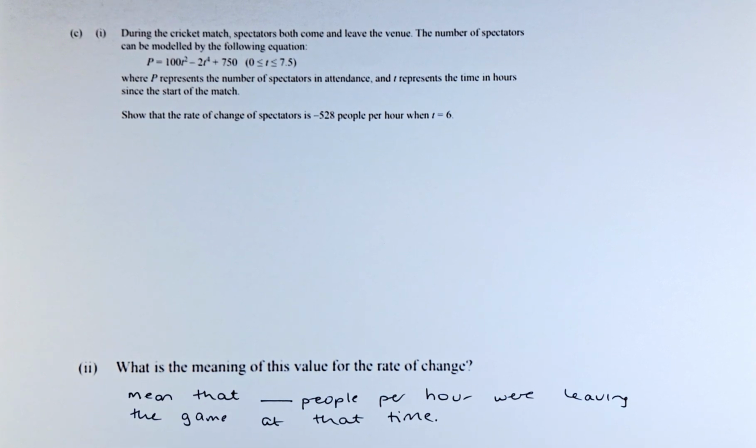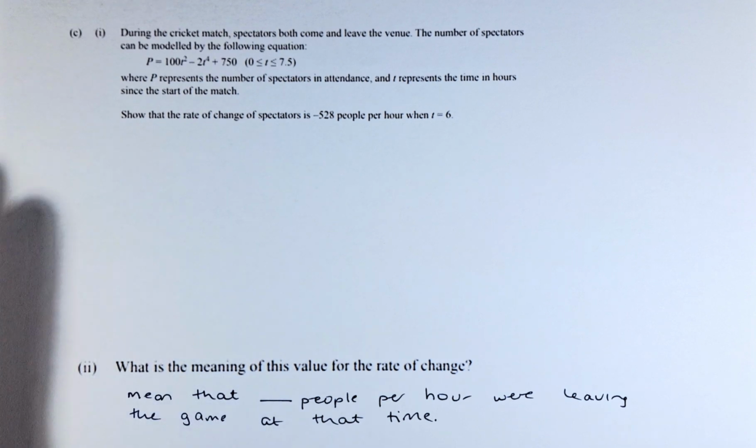During the cricket match, spectators both come and leave the venue. The number of spectators can be modeled by the following equation: P equals 100t squared minus 2t to the power 4 plus 750, where t is between 0 and 7.5 hours. P represents the number of spectators in attendance and t represents the number of hours since the start of the match. Show that the rate of change of spectators is minus 528 people per hour when the time is 6 hours. So we need to write the equation first.